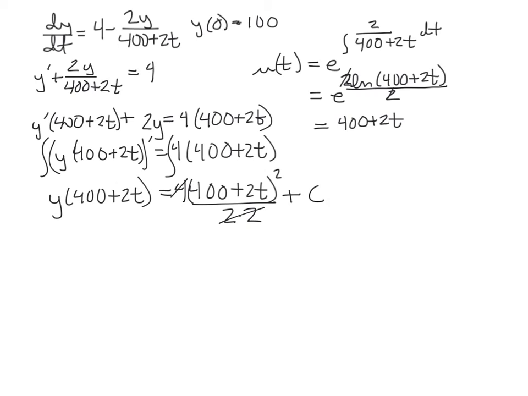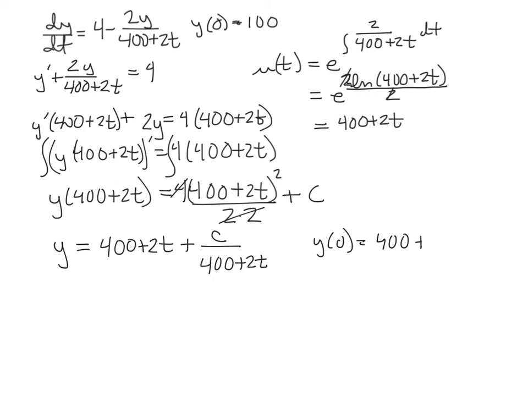Now divide by the integrating factor, so y is going to equal (400 plus 2t) plus c divided by (400 plus 2t). All right, now we got to solve for c. Okay, so we had that y of 0. If I plug in 0, I get (400 plus 0 plus c) over 400. And that initial condition, let's see, where is it? It's right here.